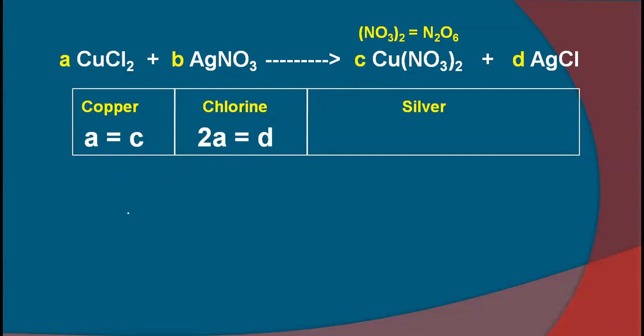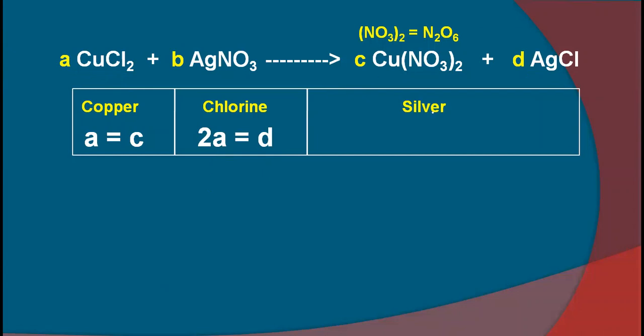Now, as far as chlorine atoms are concerned, we have 2A chlorine atoms on the reactant side and D chlorine atoms on the product side. Since this is a balanced equation, the number of chlorine atoms on the reactant side and the product side should be equal to one another. Thus, 2A equals D. So instead of D, I can substitute 2A.